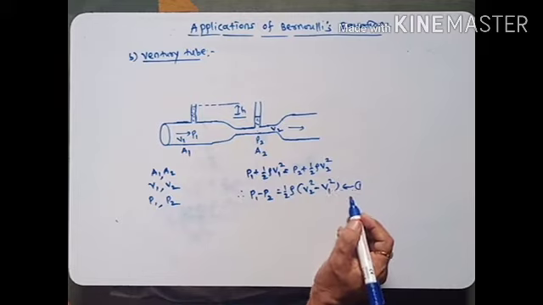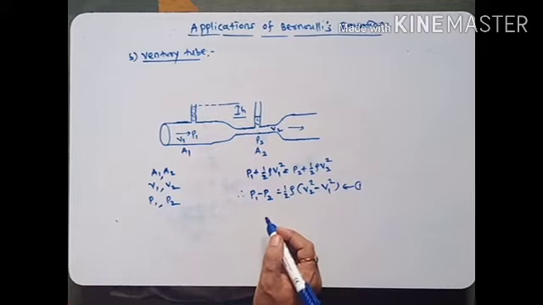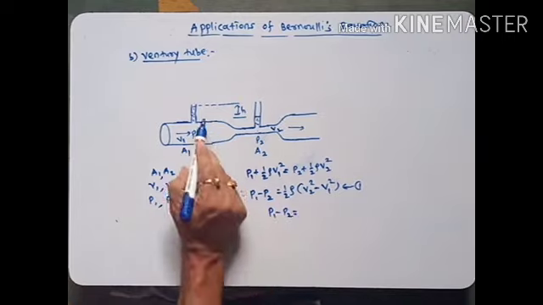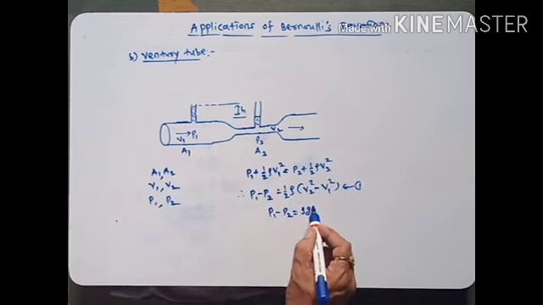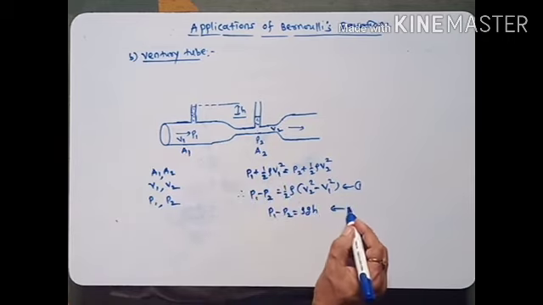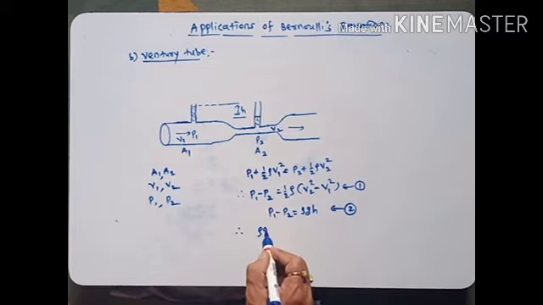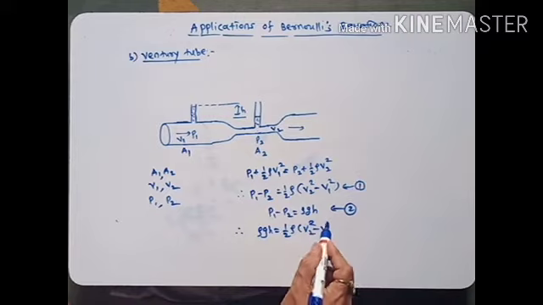Now this is the pressure difference, and H is the height. That means we can write the pressure difference P1 minus P2 is equal to rho g h, from this height difference. Suppose this is equation number 2, and this is equation number 1, and therefore I will write rho g h is equal to half rho into V2 square minus V1 square.